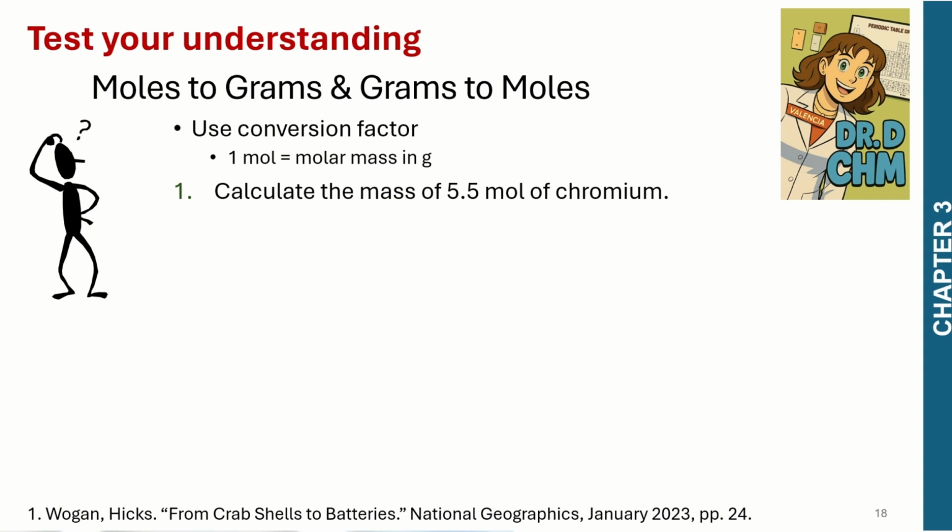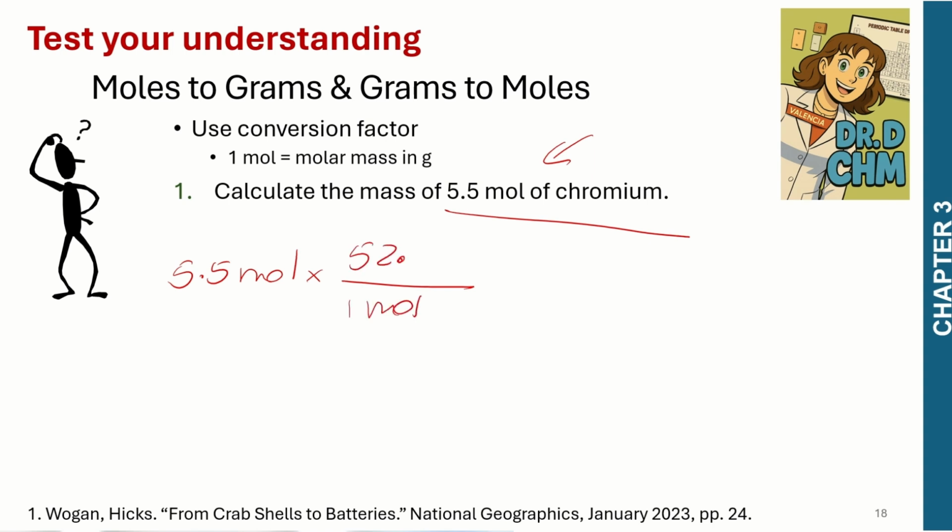I will ask you to do it by yourself. If you cannot solve this, just send an email and I will help you out. Just to tell you, that's chromium. So we have 5.5 moles of chromium, right? I know the molar mass of chromium because I have my periodic table with me. I know that 1 mole is 52 grams of chromium. So we're going to cancel this out, and we're going to have 286 grams of chromium. Okay?